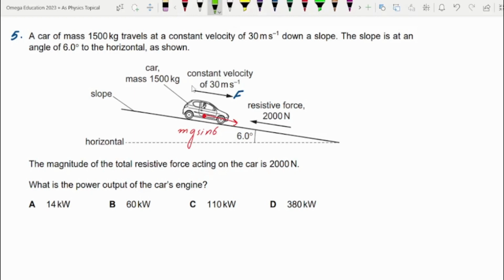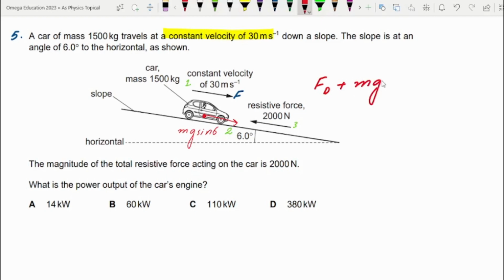So how many forces do we have? We have the driving force, we have a component of weight that is down the slope, down the ramp, which is mg sine theta, and the third force is the resistive force. If the vehicle is moving with a constant velocity, then the sum of forward forces along the ramp equals the sum of backward forces along the ramp. What is the sum of forward forces? Force number 1 plus force number 2, which is the driving force plus mg sine theta.